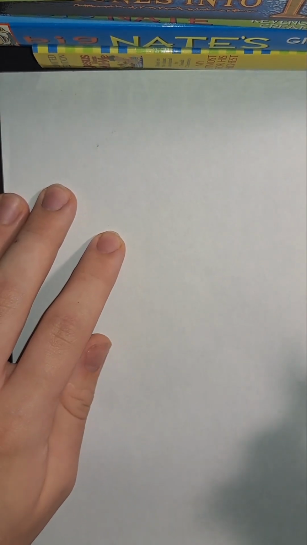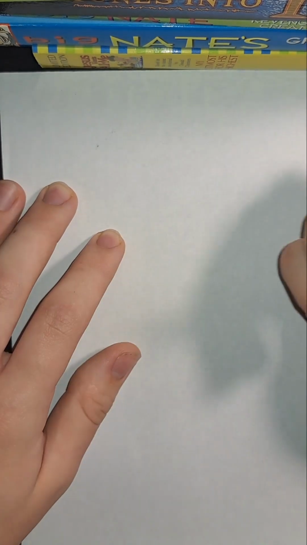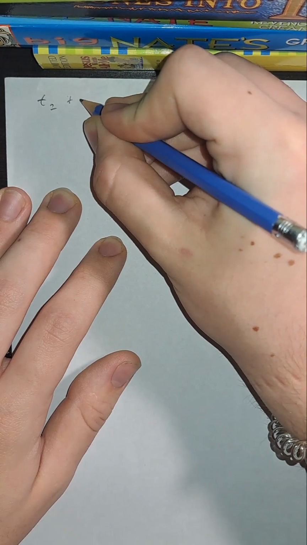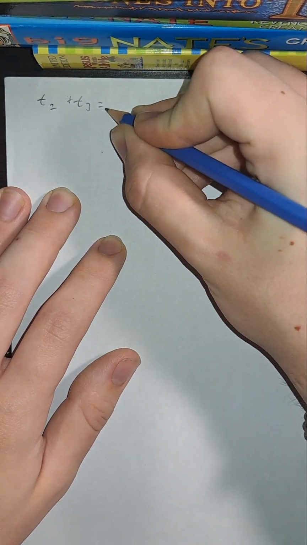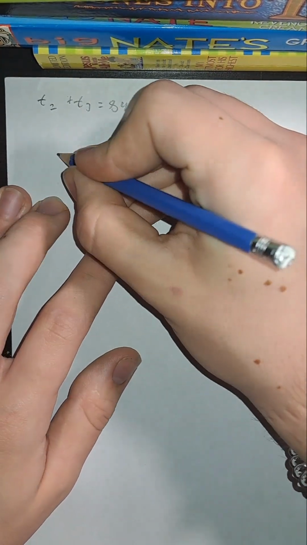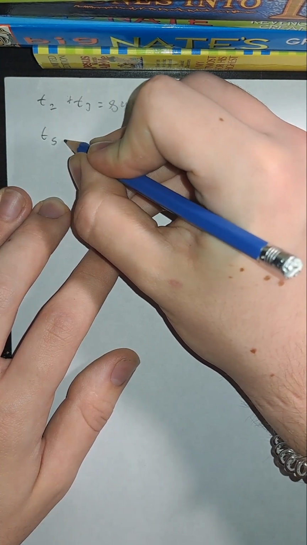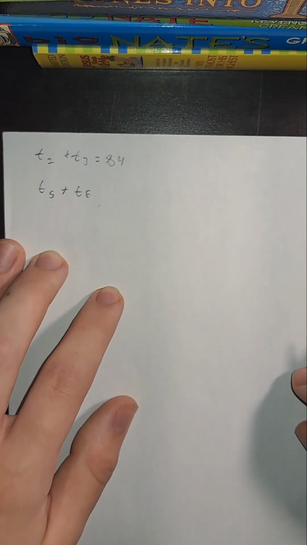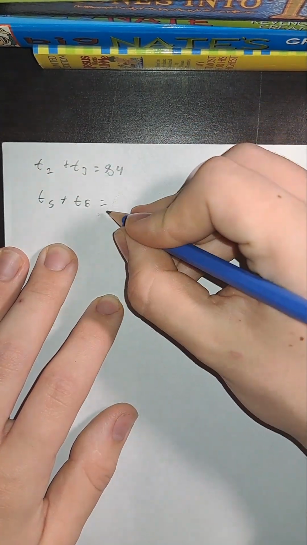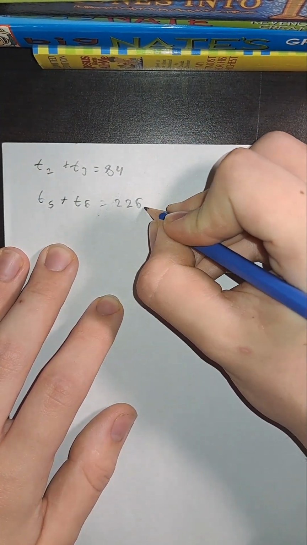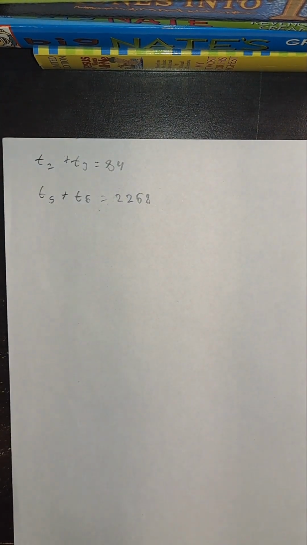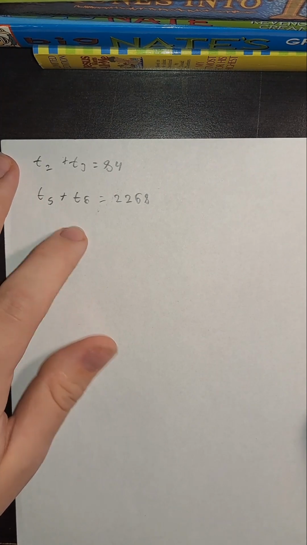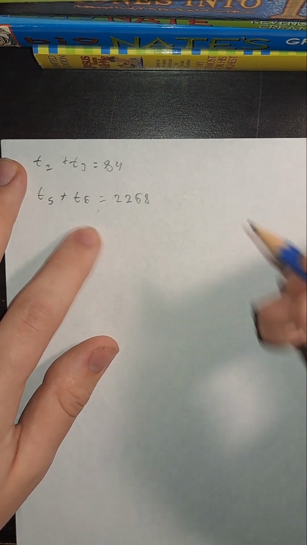All right, the next one, not so sure about. This one's a bit trickier, but it is possible. So we have t2 plus t3 is equal to 84. We know this. And we have t5 plus t6. Is that on screen? I think so. Is equal to 2268.